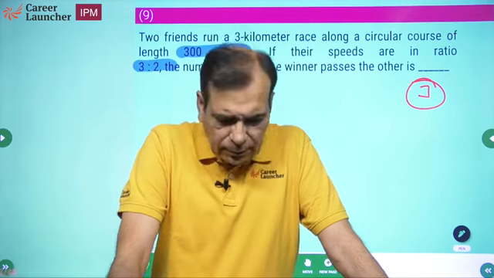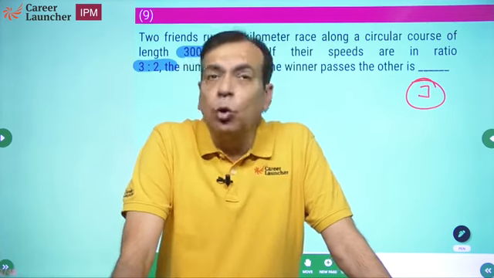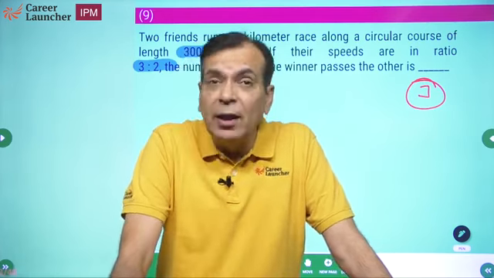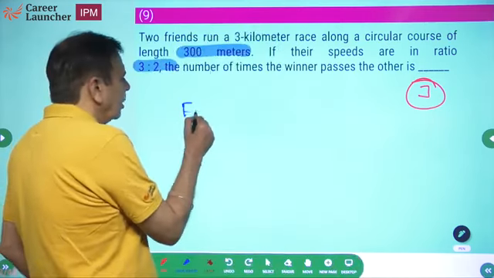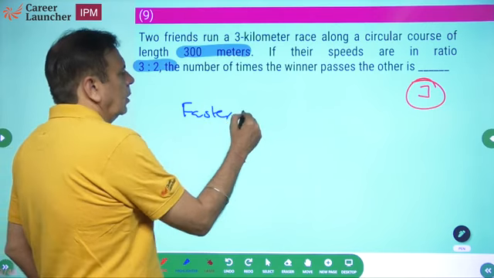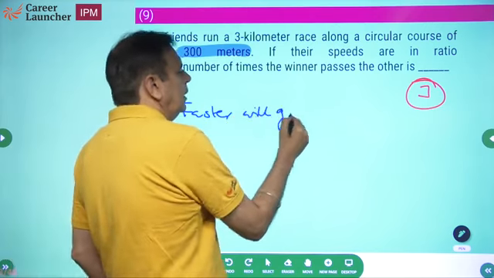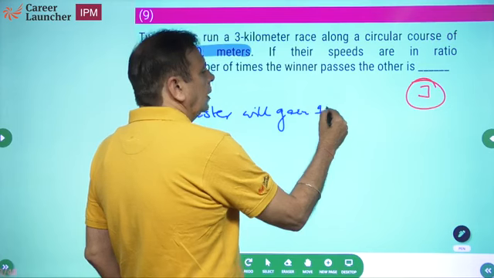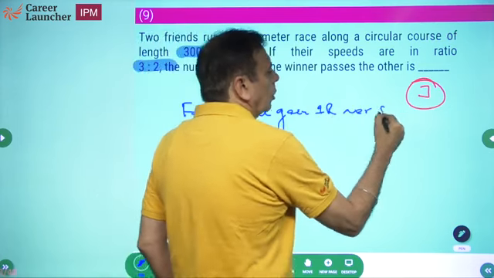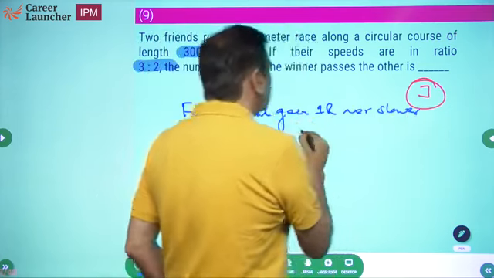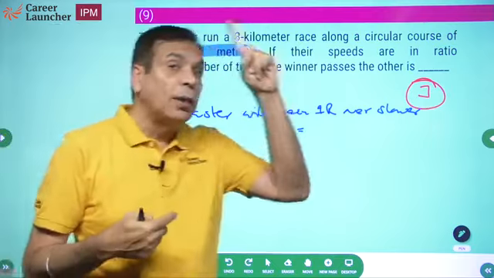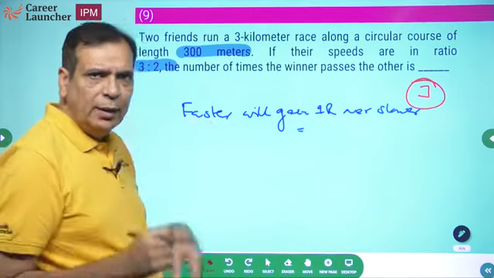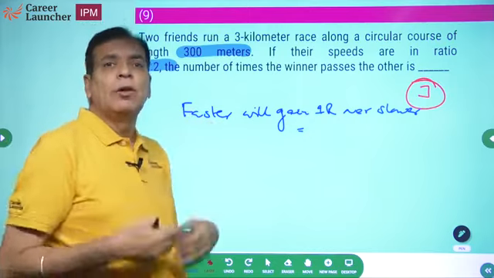Or to meet, let me reverse the question. If two people who are running in a circle, if they have to meet, what is the condition? The condition is that the faster person will gain one round over the slower one. That's the condition. The two people will meet when the faster gains one round over the slower person. So if the faster person has gained 2 rounds, they'll meet 2 times.